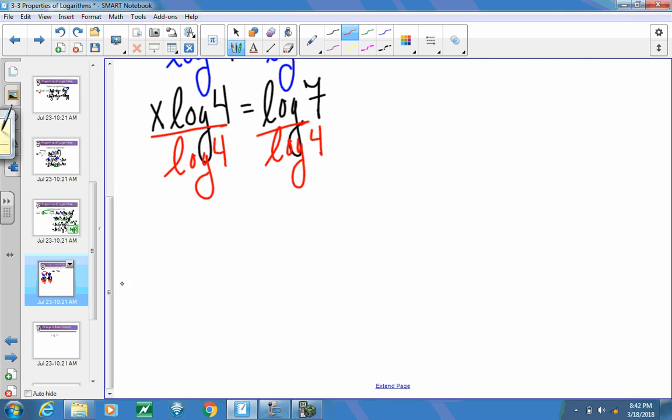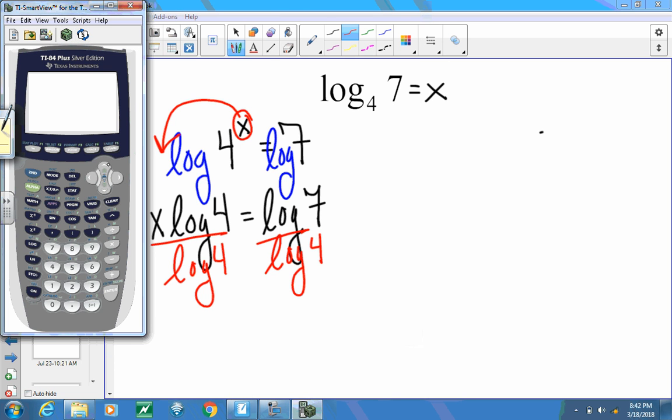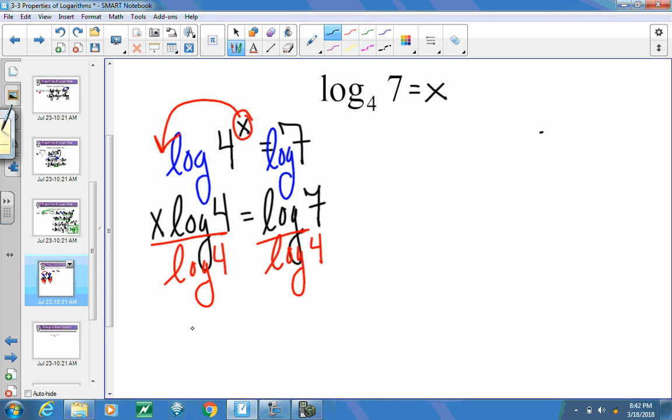And so going to our calculator, which I have up right here, I'm going to go ahead and just take the log of 7, make sure you close your parentheses, divide it by the log of 4, and we get 1.40. So x is about 1.40.